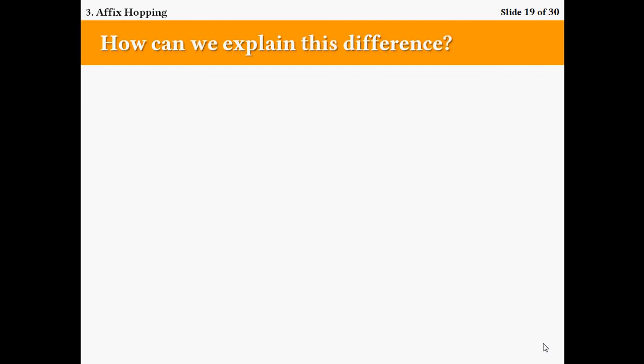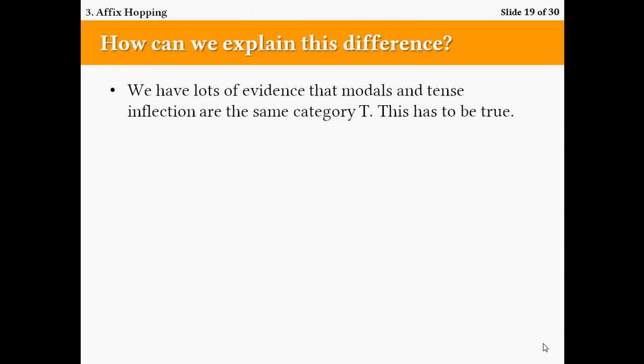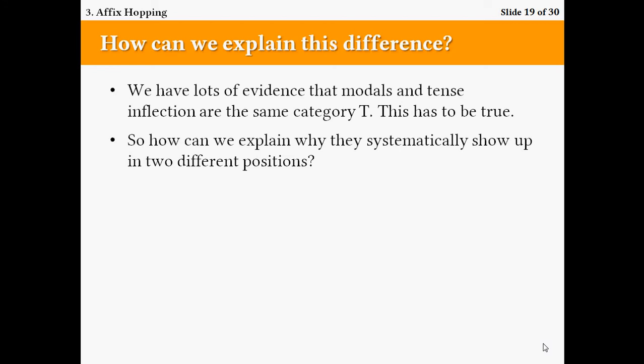Okay, so obviously we need to explain this if we're going to succeed in drawing trees for these sentences. We don't want to abandon the idea that modals and tense inflection are the same category, right? We just saw so much evidence for that. That has to be true, right? The structure doesn't make sense unless we have this proposal. So if that's the case, how can we explain why modals and tense are systematically showing up in two different positions, even though they're the same category?